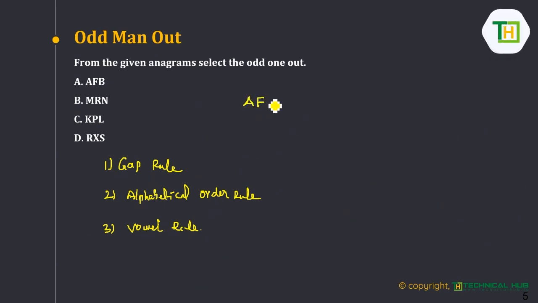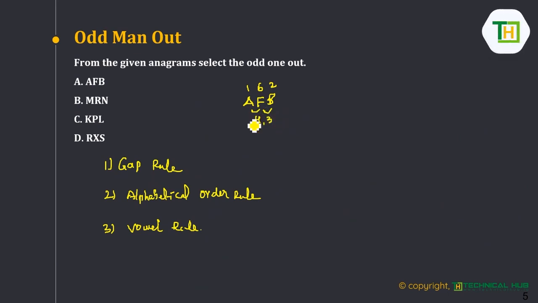F, B. With respect to numbers, A is 1, F means 6, B is 2. First apply the gap rule. Between A and F, the letters B, C, D and E, so the gap is 4 letters, and the difference is 5. You can take either gap or difference, no problem. And between F and B, the gap is 3 letters.